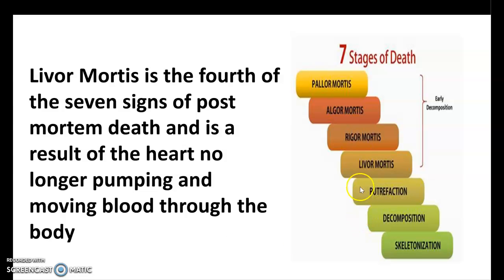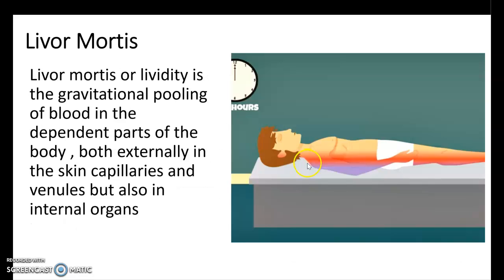As you can see over here, first you have pallor mortis, algor mortis, rigor, and livor is that fourth stage in early decomposition of the body. Now, what is livor mortis? Livor mortis, or lividity, is the gravitational pooling of blood in the dependent parts of the body, both externally in the skin capillaries and venules, but also in internal organs.